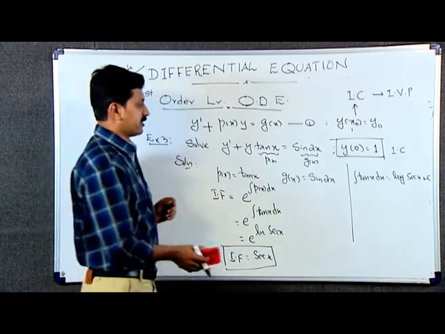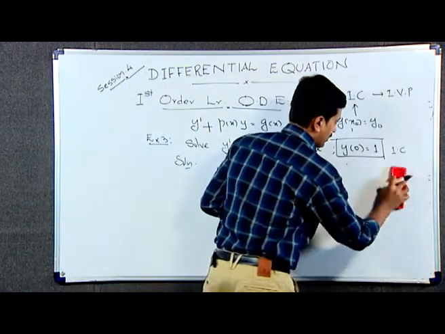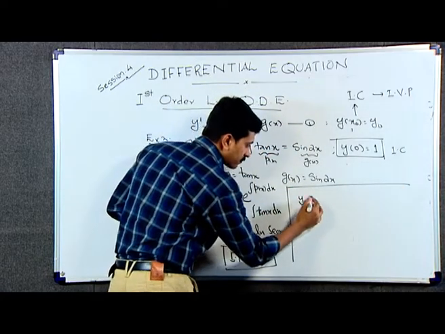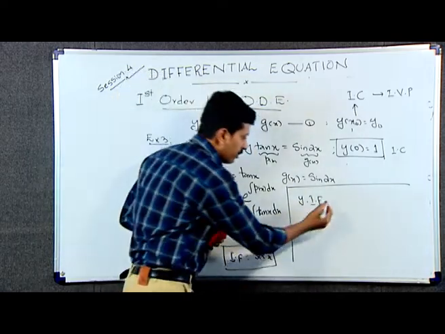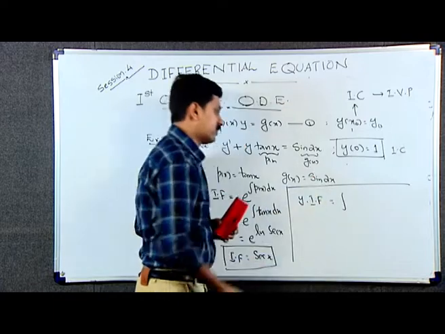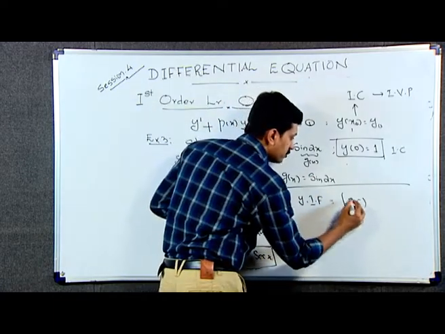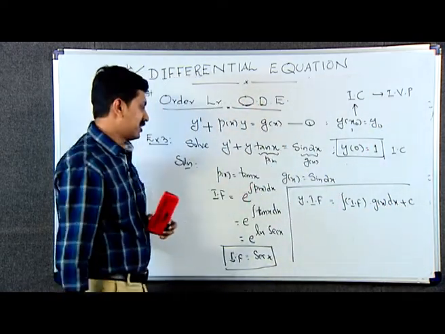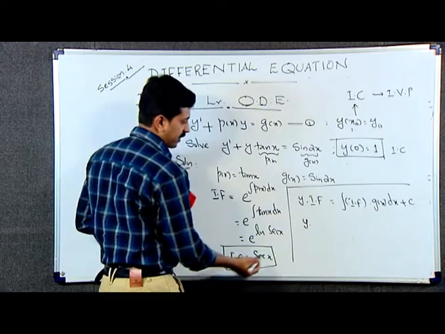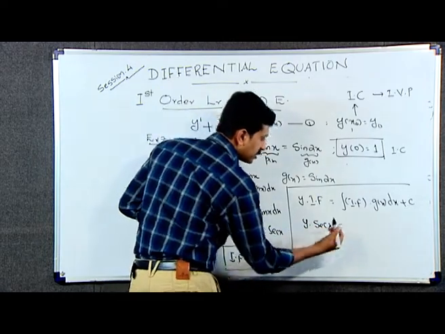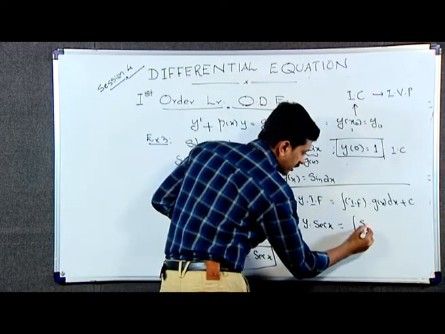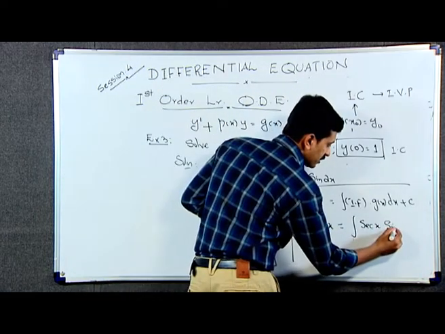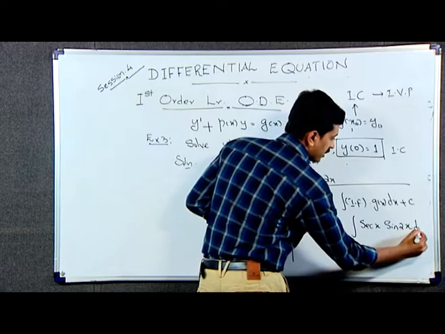After finding the integrating factor, we know the solution formula. The solution is y times the integrating factor equals the integral of the integrating factor times g(x) dx plus c. So y times sec x equals the integral of sec x times g(x), where g(x) is sin 2x, dx plus c.